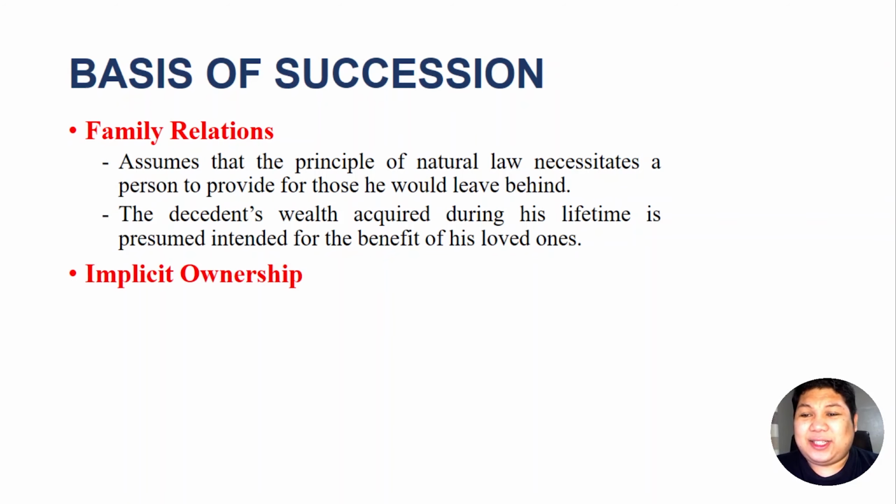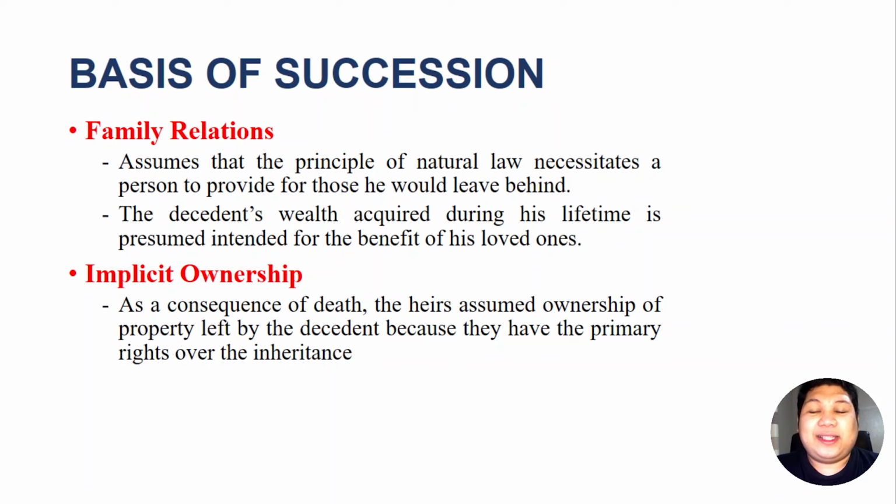Another basis of succession is the implicit ownership. As a consequence of death, the heirs assume ownership of the property left by the decedent because they have the primary rights over the inheritance. So, among other people who would have claimed these properties, of course, the family or the heirs have the legal right to claim ownership over the wealth that the person who just died accumulated during his lifetime. Okay, so these heirs, these successors, have the primary rights over the inheritance. Not their neighbors or their friends, but the heirs: the children, the parents, the spouse. Okay, that's under implicit ownership.